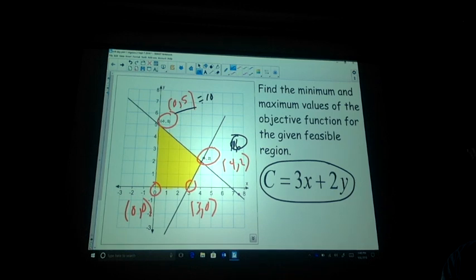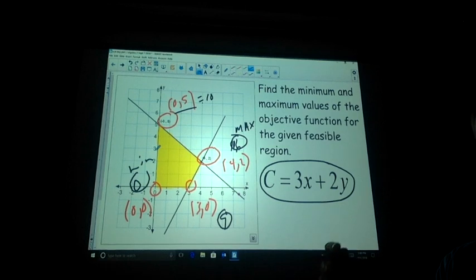If I plug in (3, 0), I get 9 plus 0, so that gives me 9. And if I plug (0, 0) into this, I just get 0. So you look and ask, what's my largest number? The largest number is 16, so that's called a maximum. The smallest number is 0, so that's called a minimum. The other two just work out.